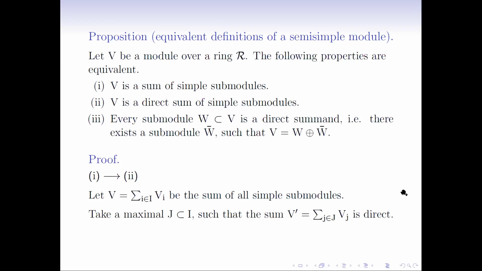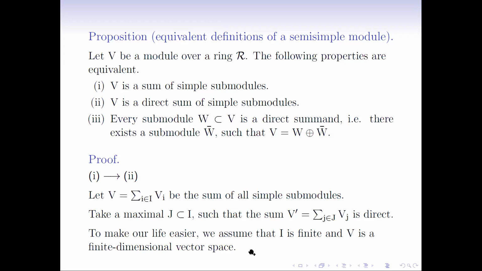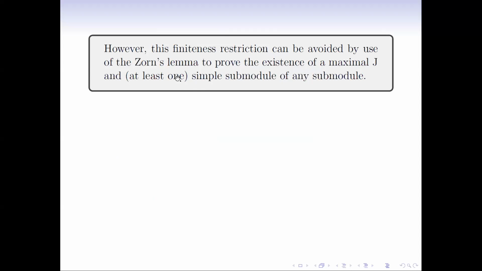So if the number of indexes is finite, it's always possible. So we impose that the number of indexes I is finite, and V is a finite dimensional vector space. Otherwise, we have to use Zorn's lemma. Then this will become somewhat more complicated to prove, but not that much more complicated.